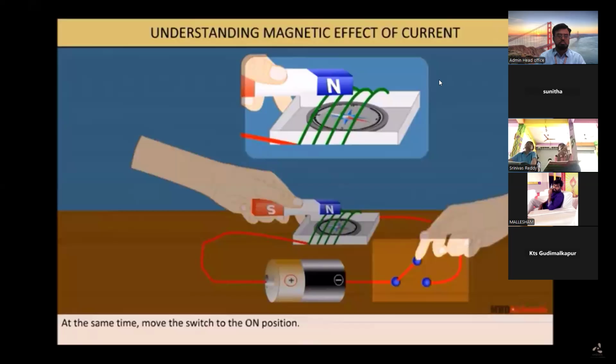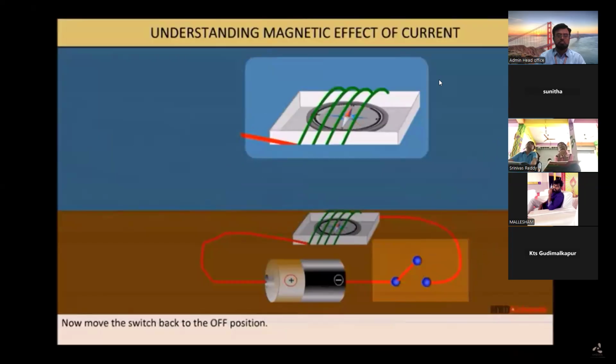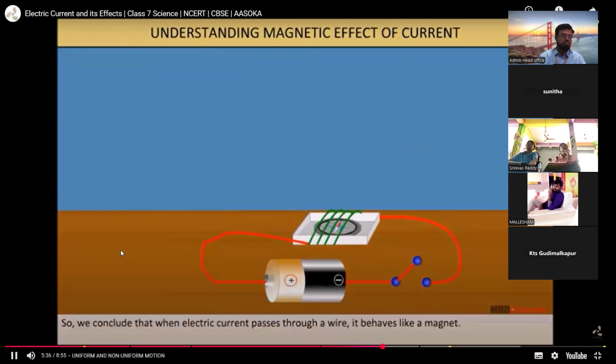At the same time, move the switch to the on position. We will again observe that the needle gets deflected. Now move the switch back to the off position. We will observe that the needle comes back to its original position. So, we conclude that when electric current passes through a wire, it behaves like a magnet.